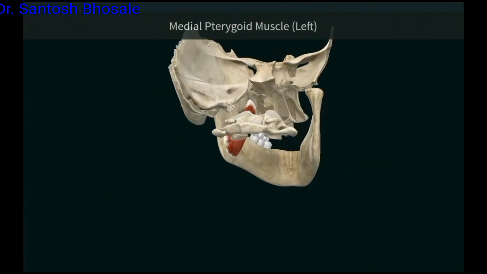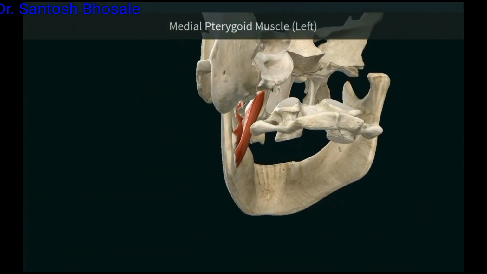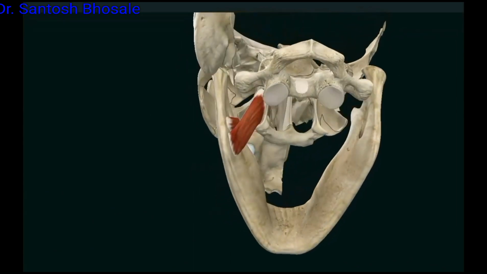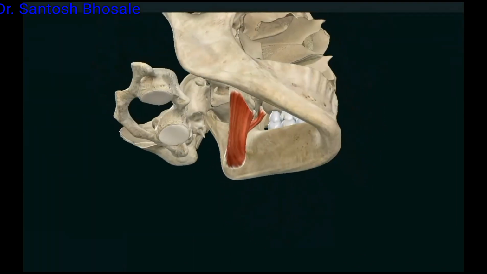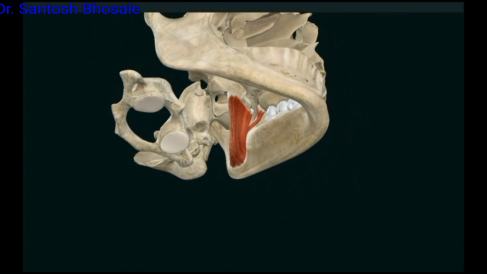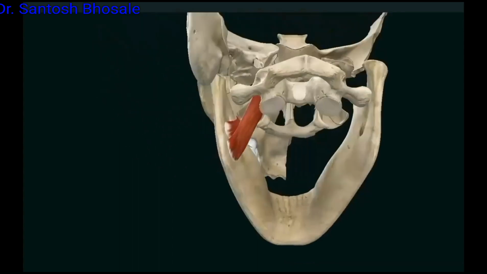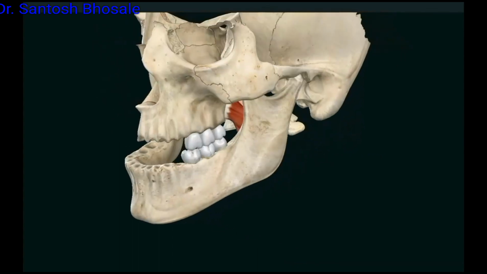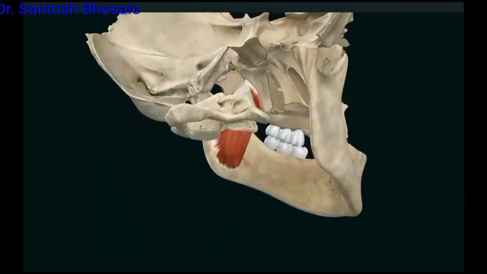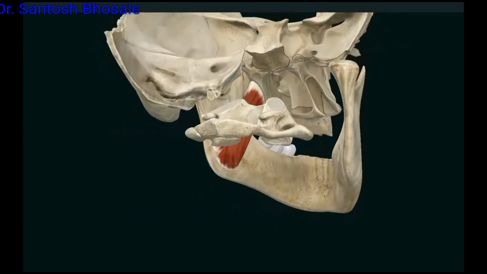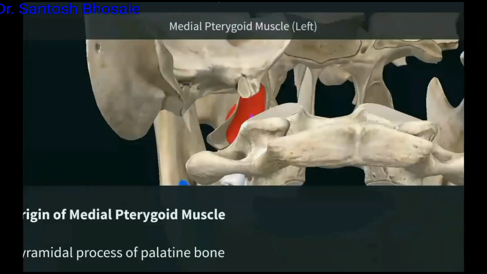And you can see the origin of this medial pterygoid muscle, left side. We can see here it comes from the medial surface of the lateral pterygoid plate and also the maxillary tuberosity. You can see both the heads are joining in a Y shape and inserting into the medial surface of the angle of the mandible. Medial pterygoid is a masticatory muscle. It helps in protraction and side to side lateral movement of the mandible.